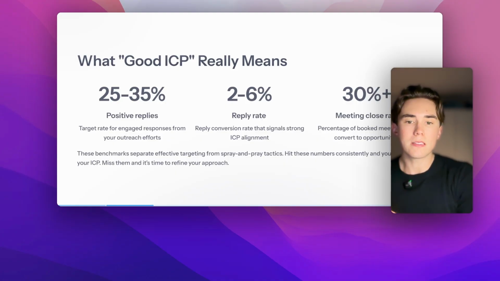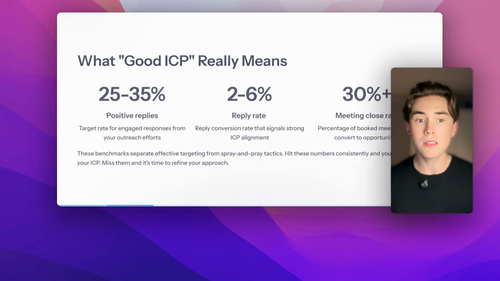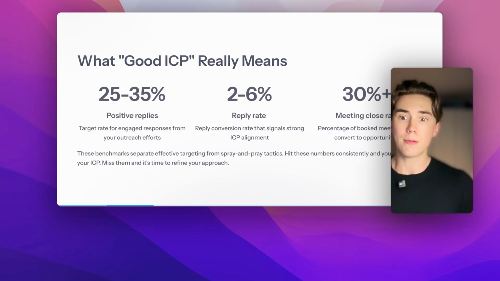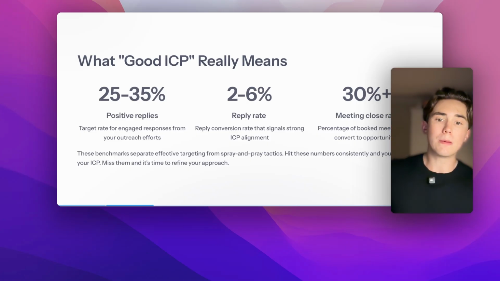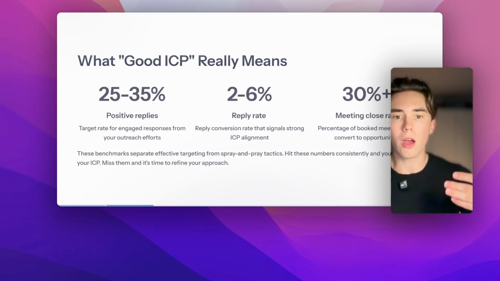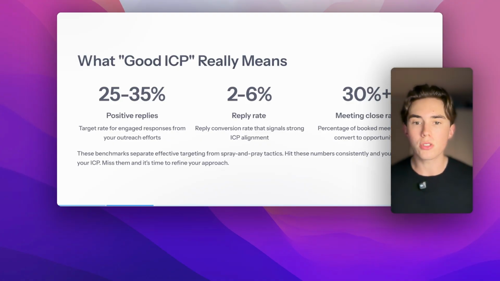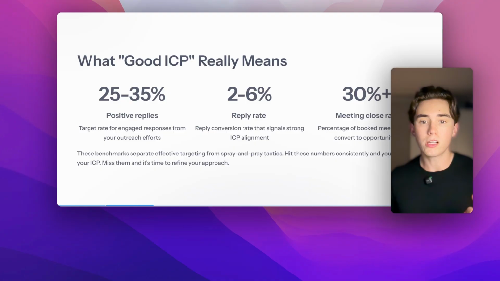Now, what that means is, let's say you get 100 replies, 25%, or rather 25 of those replies should be positive, meaning that they are asking for information or happy to get on a call with you. From those book calls that you get, you should be looking to close at around 30%. Now that is sort of good ICP, meaning that you've done your research, you understand their pain points, and clearly everything is adding up. If you're able to hit these numbers consistently, you've pretty much nailed your ICP.